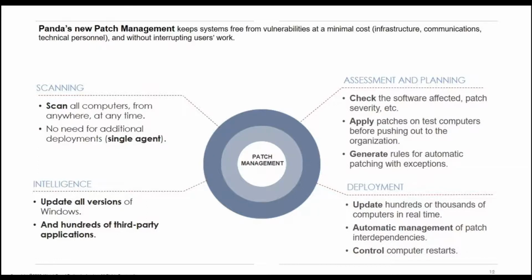Also, it has the intelligence to update all versions of Windows and all these third-party applications. For assessment and planning, we can check software affected depending on the patch severity and so on. We can apply the patches on a test computer before pushing them to the rest of the organization. We can generate rules for automatic patching with exceptions, as well as tasks that you can apply in a specific maintenance window.